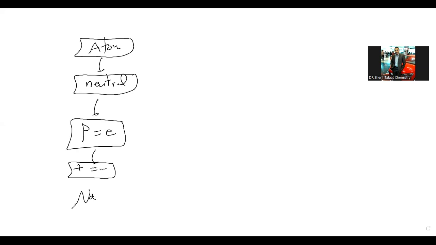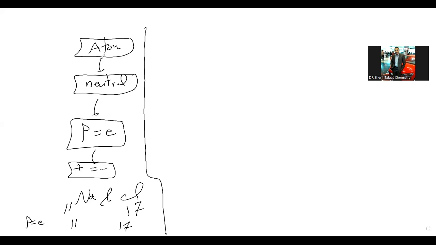like Na 11 or Cl 17. We said that protons equal electrons. So in the case of sodium, protons equal electrons equal 11. In the case of chlorine, protons equal electrons equal 17. This means that the atom is electrically neutral: the number of positive charges equals the number of negative charges.